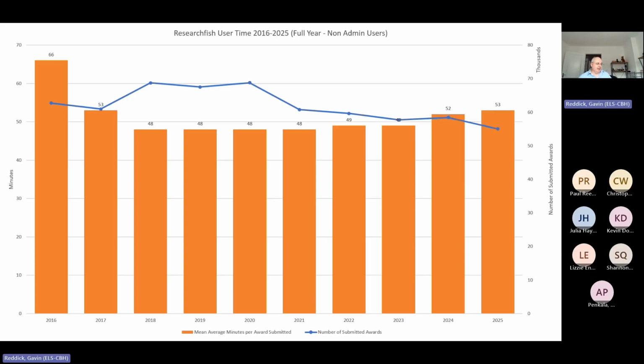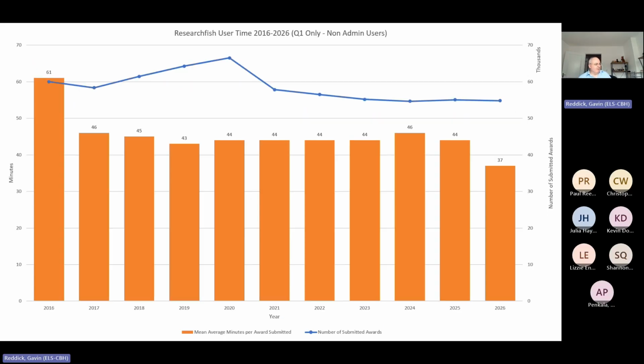And the Q1 figures, first of all, are where you'll see the impact of some of those topics that I mentioned at the beginning. What we can see is a significant and substantial reduction in the user time in Q1. As you can see, it's been fairly consistent at a little under 45 minutes per award. So that's the average amount of user time to submit an award in ResearchFish, and this has dropped down to about 37 minutes.